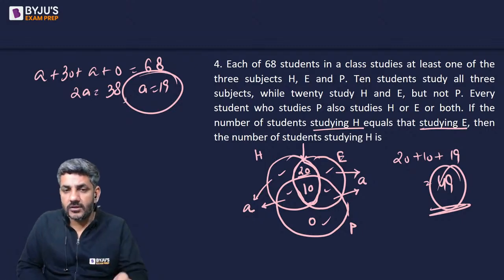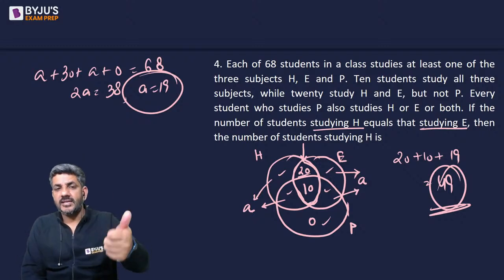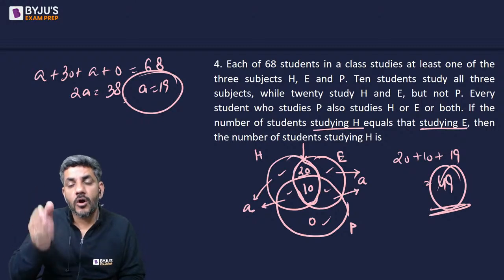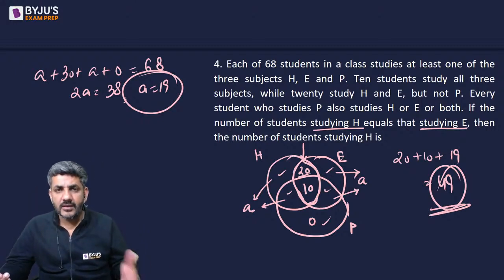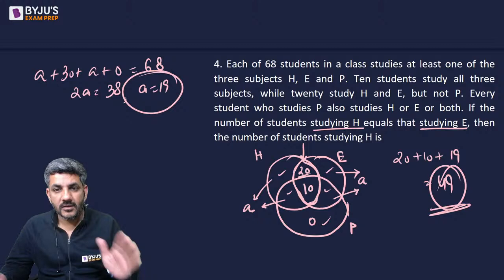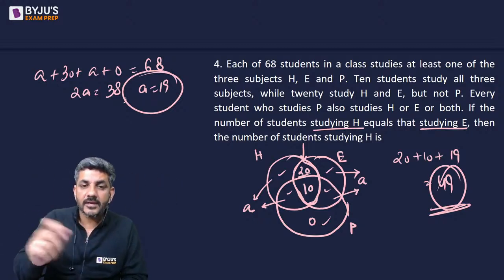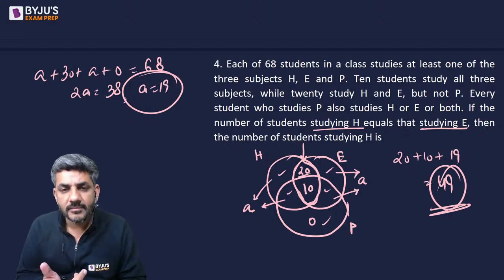10 students study all the three subjects, वो बना लिया हमने. 20 study H and E but not P. Finally when he said that H and E are equal, तो उसमें जो common area वो तो एक तरह से दोनों में common है ही. The other parts must be equal. So the other part of H should be equal to the other part of E, by equating them, by taking both of them as A.